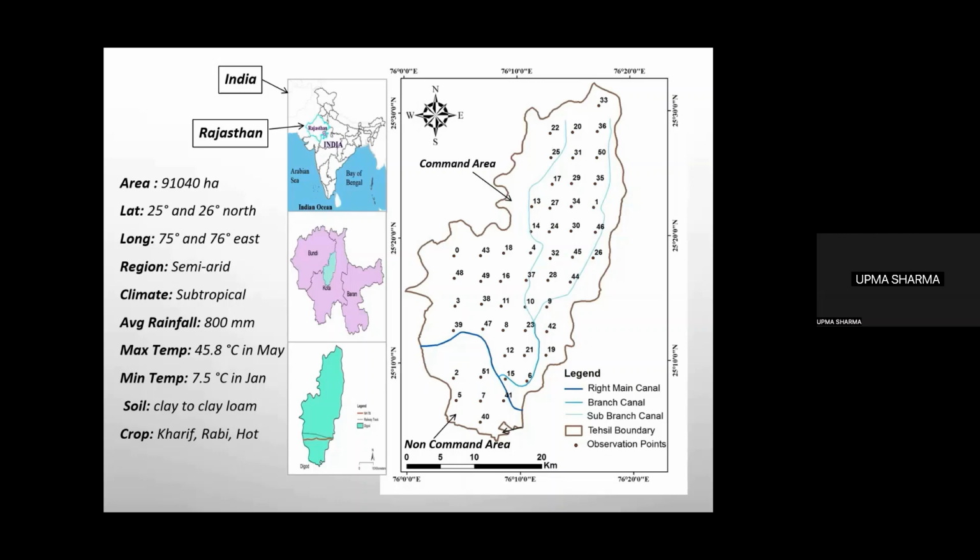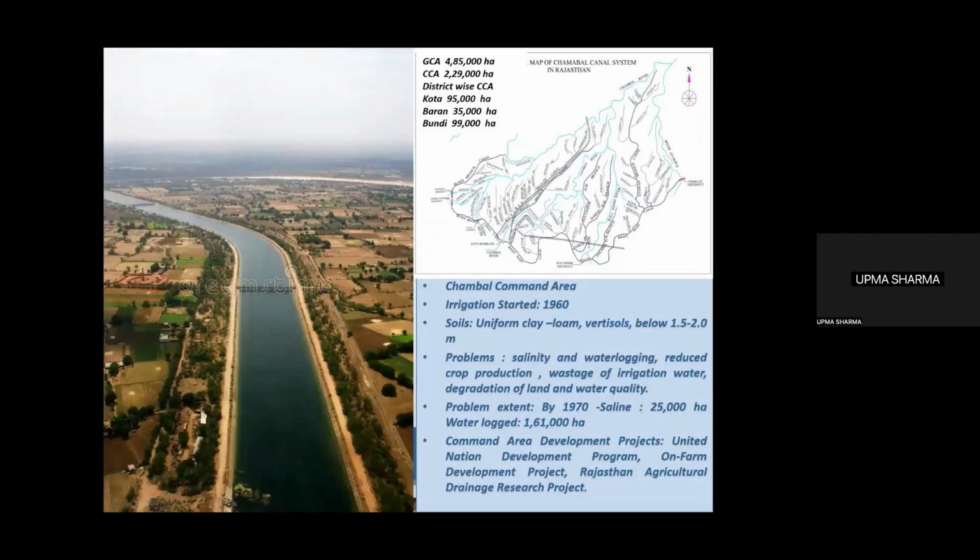In the command area, I've taken several samples. Now, this is the complete picture of the Chambal command area. This is the picture of the canal flowing. The total gross command area of this command is 4,85,000 hectares. Culturable command area is 2,29,000 hectares. District-wise, Kota district has 95,000 hectares, Baran district has 35,000 hectares, and Bundi has 99,000 hectares. Irrigation in the Chambal command started in the year 1960.